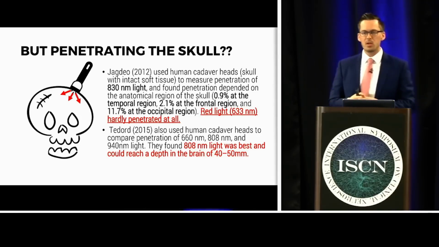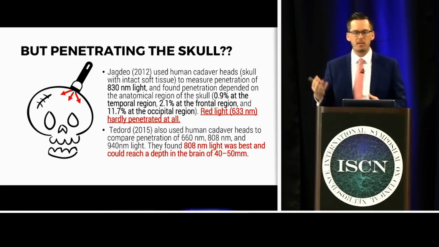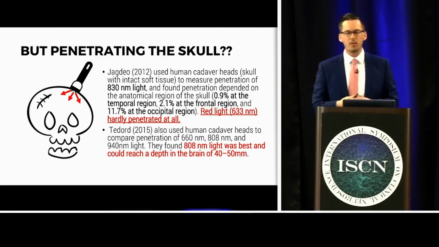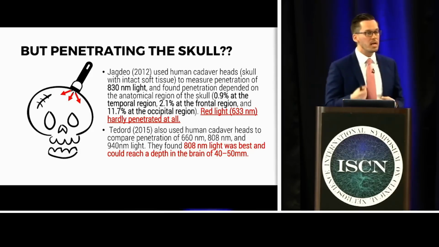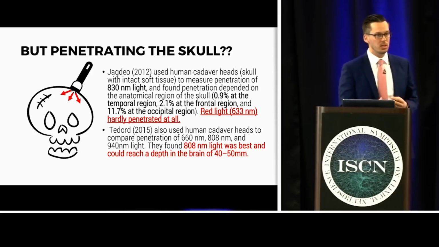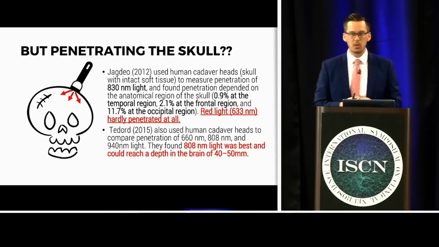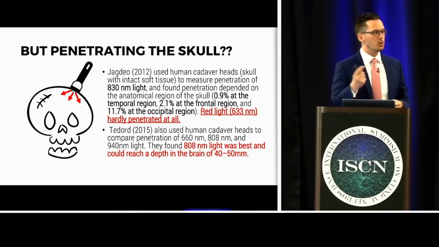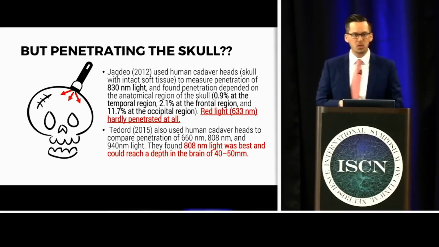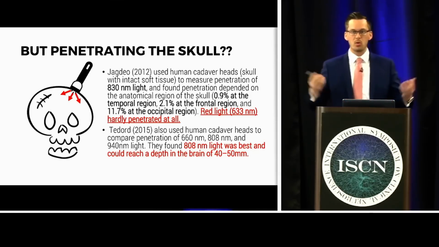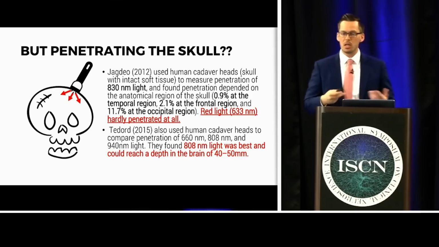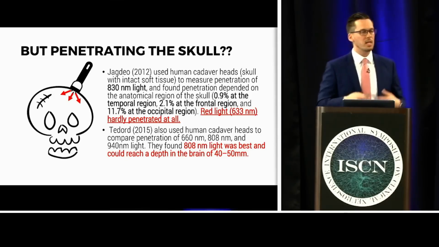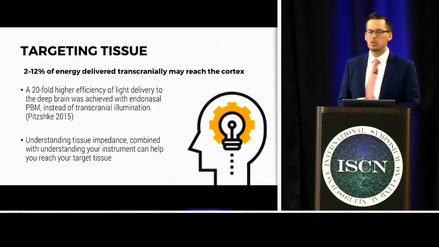Tethered in 2015 also used human cadaver heads and compared penetration between three different wavelengths: 660, 808, and 940. They found that 808 was the best and could reach a depth of up to 40 to 50 millimeters into the brain tissue. When we look at the cerebral cortex, some layers are only 10 millimeters thick, so you see there's significant penetration into the brain tissue if you're using the right wavelengths and consider the impedance from other tissues.